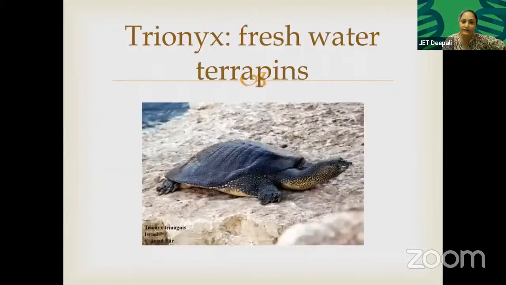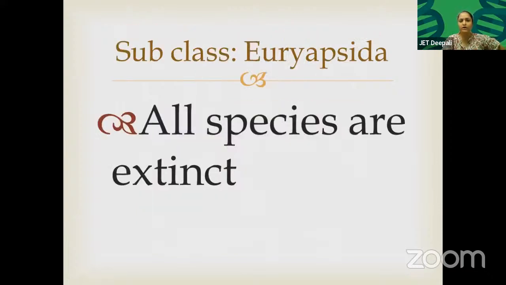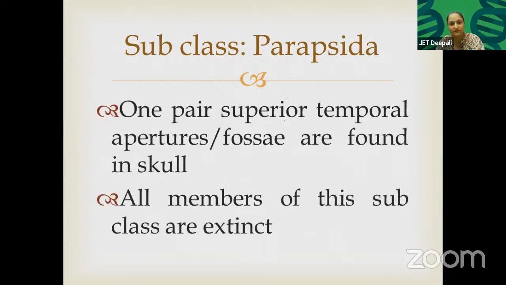See, Trionyx, you can see the incurved nails on the forelimbs as well as on the hind limbs. They have a head, neck, carapace, plastron, and exoskeleton. This is called freshwater terrapins. Subclass Euryapsida: all species are extinct, so we will not study this.